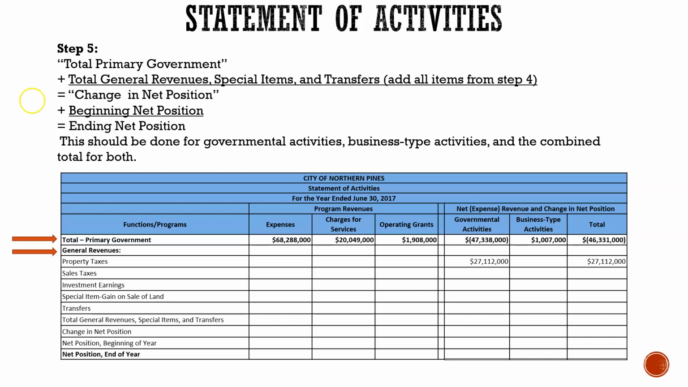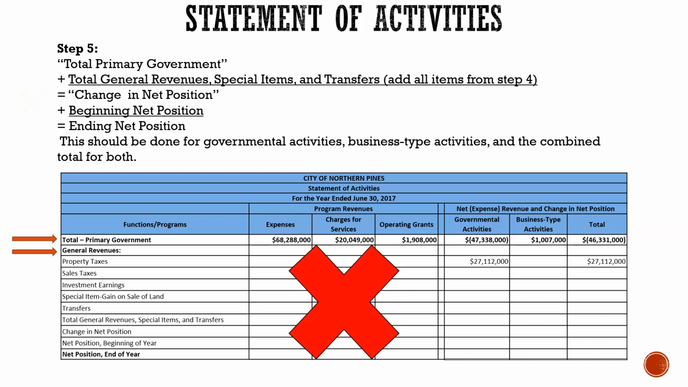So again, one thing to note, we will not have anything over here. Everything will be on this side because this is all general revenues, right? These are not specific program revenues. These are all general revenues. See, charges for services, operating grants, those are part of our program revenues. Everything else, particularly with taxes, is going to go into our general revenues. So you won't have to put any numbers on this side of your statement of activities at the bottom half.